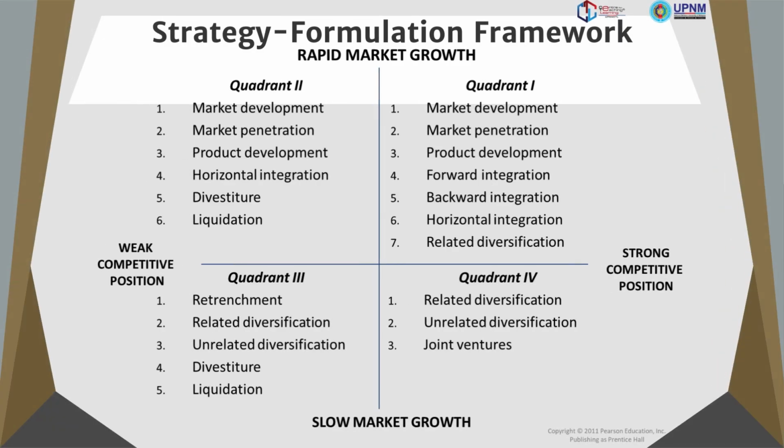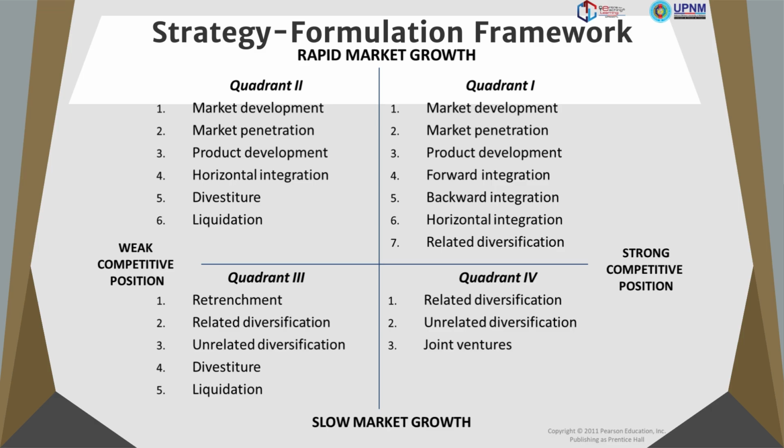Strategy formulation framework. On the upper area, it shows rapid market growth. At the left-hand side, we can see the division for a weak competitive position. At the right-hand side, there is a division for a strong competitive position. At the bottom of the page, we have the slow market growth division.